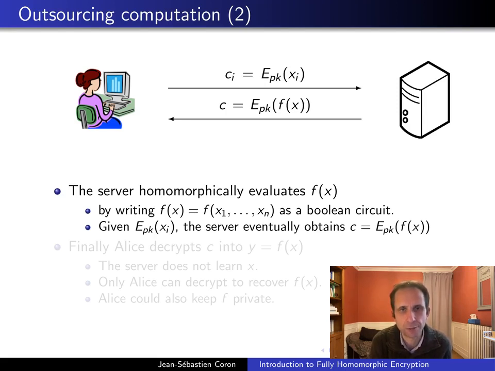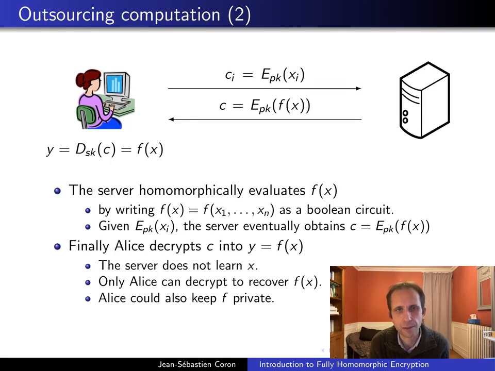And Alice can eventually decrypt c into y, which is equal to f of x. So she has obtained the answer of the computation that she wanted to perform, f of x, but she can keep her data x private, because the server does not learn x. The server has only seen the encryptions of x. So the server has performed some computation on x without seeing x. It has performed this computation only on ciphertexts, thanks to this homomorphic property.